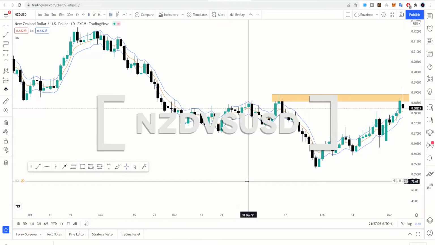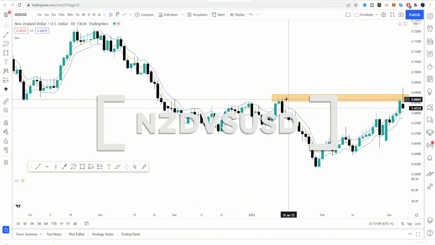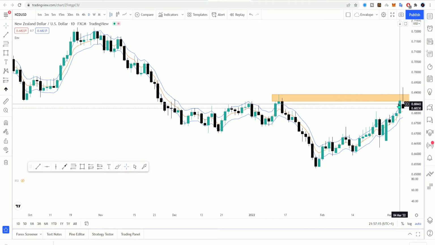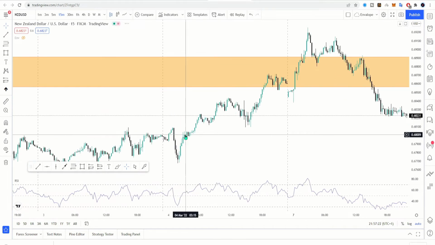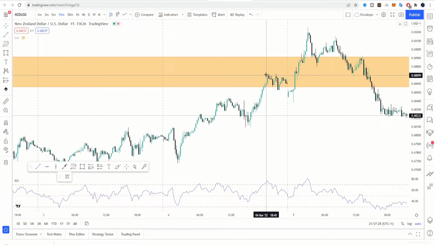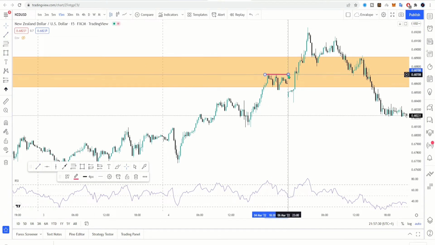So doing exactly the same thing. We didn't really break through the level. This is our important level on the New Zealand dollar. It clips the level on Friday and then it goes higher. Now, on our 15-minute, remember we had this double top here I was talking about in the previous video. Let me just highlight that. That was the double top that I was looking at.